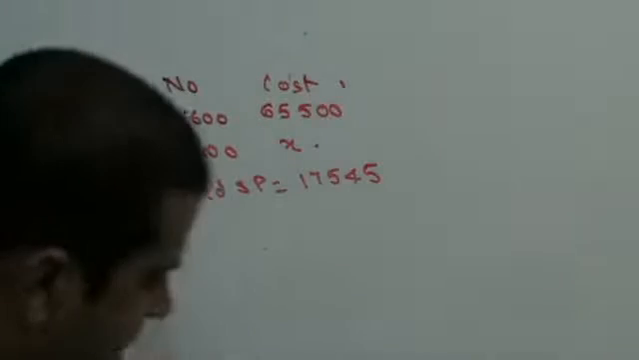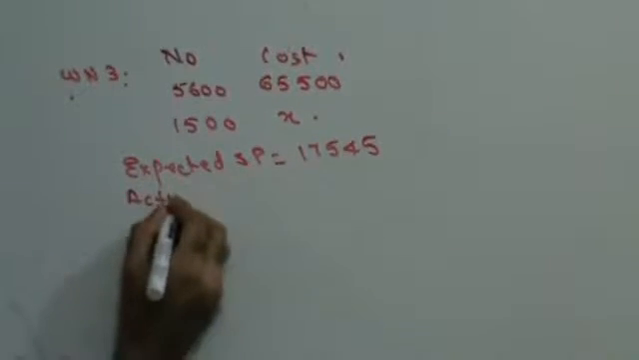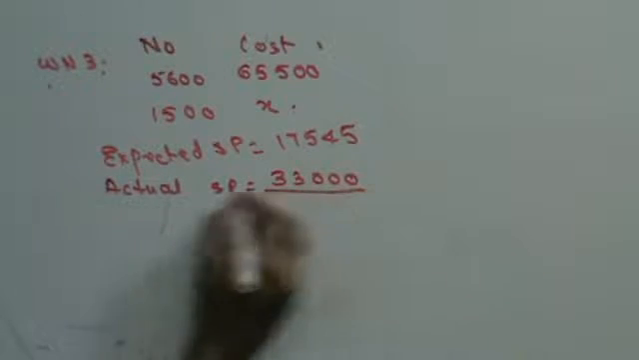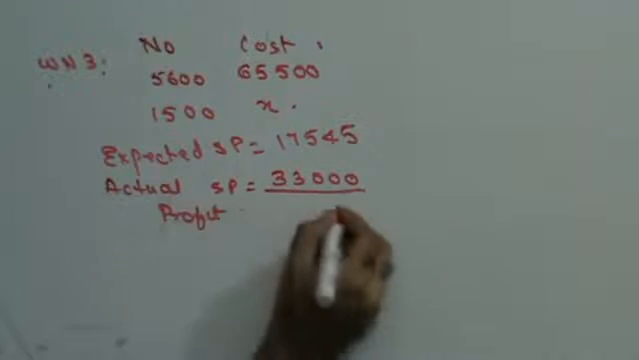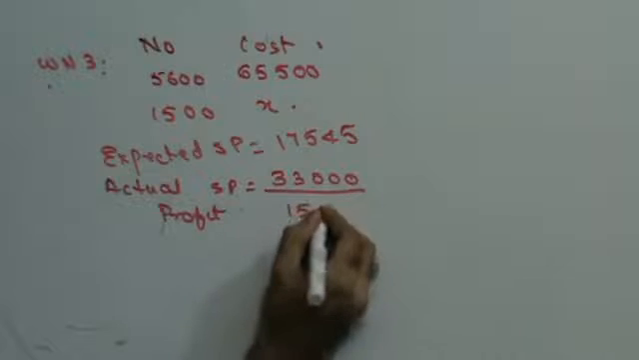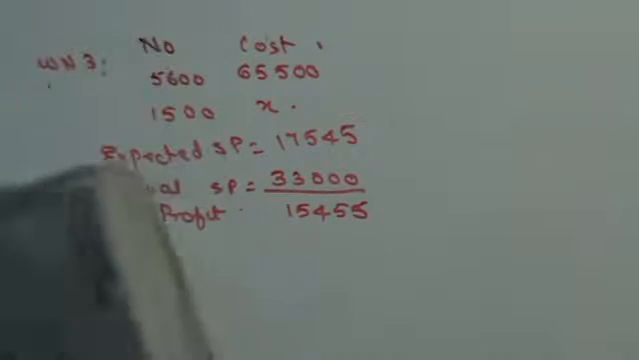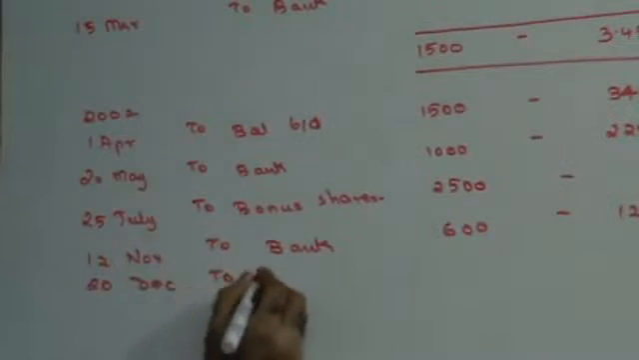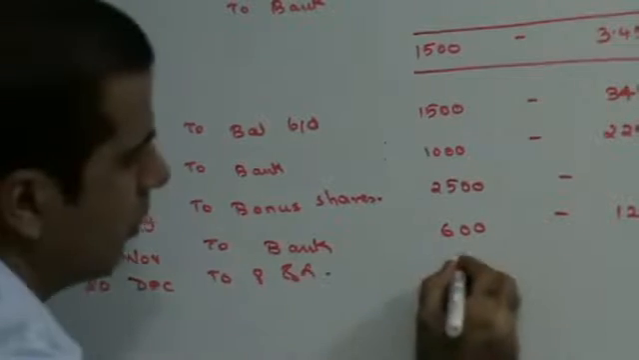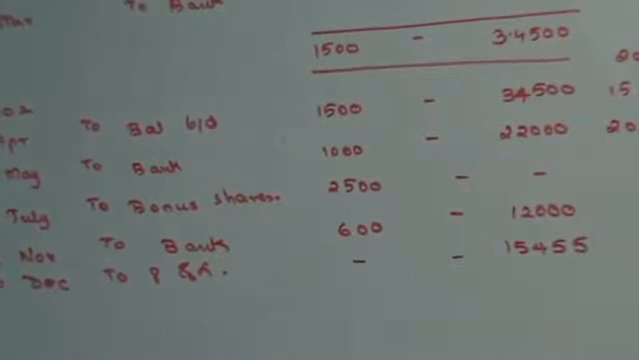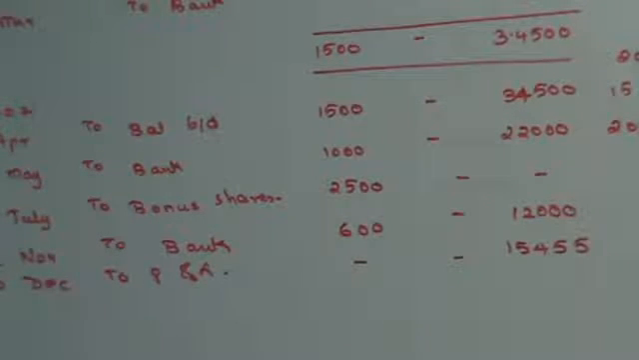So your actual selling price is 33,000. So you made a profit. Someone please tell me how much is the profit you made? 15,455. Profit will come on the credit side. So this is on 20th December to P&L, 15,455.